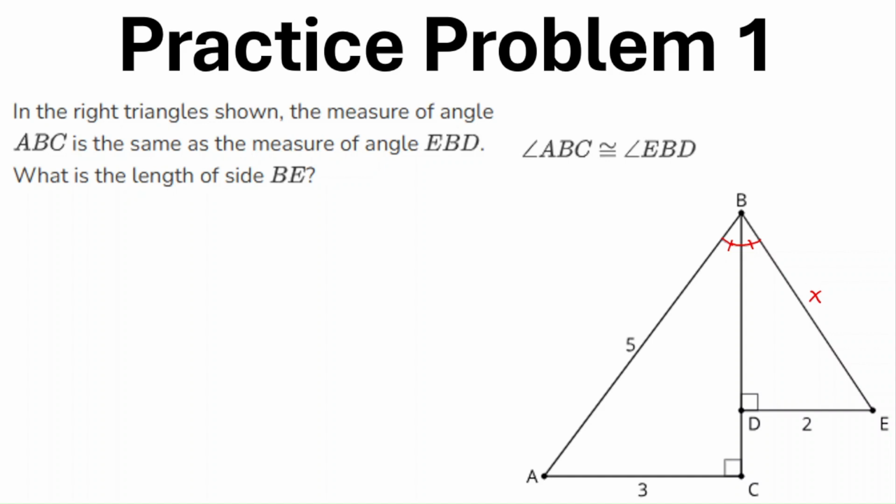Now, we know that they both have 90-degree angles, and we know that these two angles at B, ABC and EBD, are the same. Well, triangles must add up to 180 degrees on the interior angles. So if these two angles are the same in both of them, then these angles here must also be the same, because that's the only way they're both going to add up to 180 degrees each. So we know that because all their angles are the same, these triangles are similar. So now let's match up which sides are corresponding.